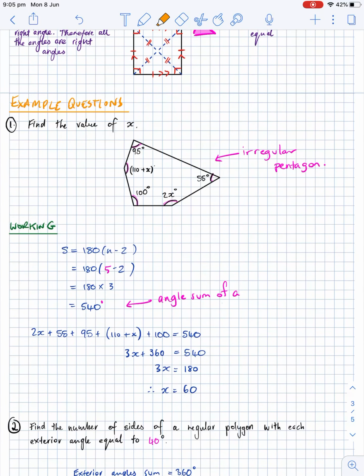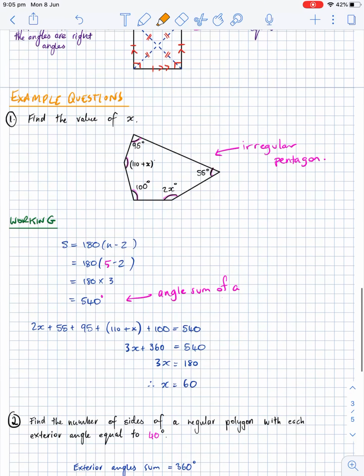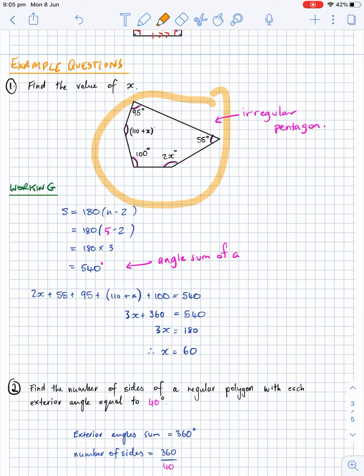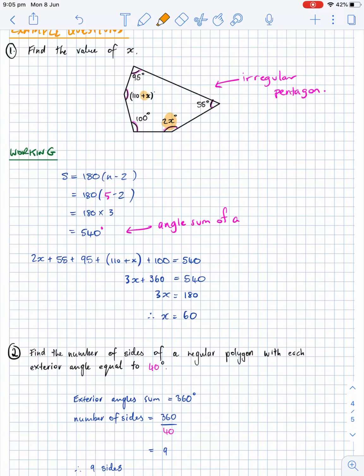Okay, let's do some example questions. So find the value of x. If I give you this polygon, it's irregular because not all the angles are the same and the sides aren't the same. We need to figure out what all these angles add up to, to figure out what our value of x is. So we use the formula for the interior angle sum: S equals 180(n minus 2). S stands for sum. Our n is going to be 5 because we've got 1, 2, 3, 4, 5. It's an irregular pentagon.